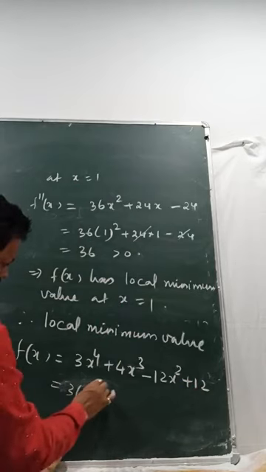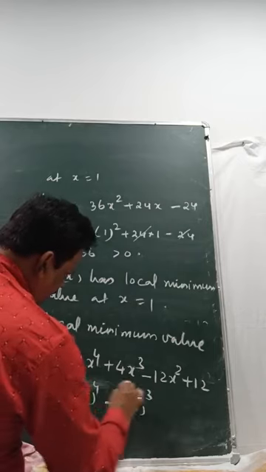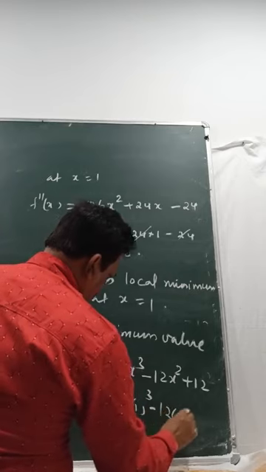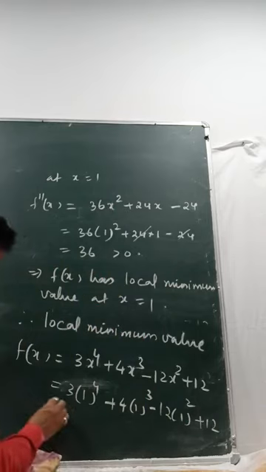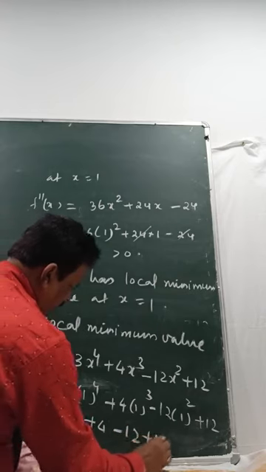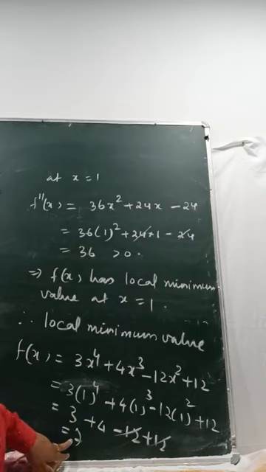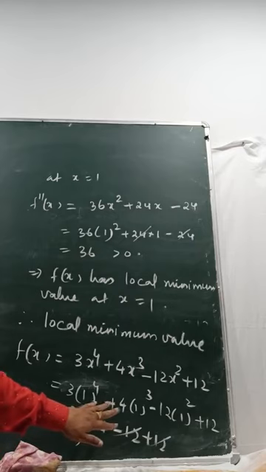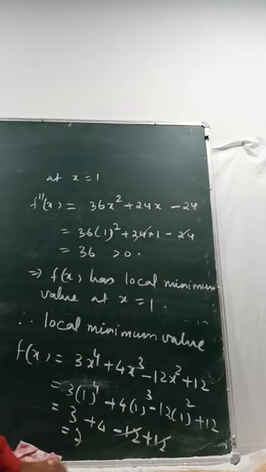3 into 1 to the power 4, 4 into 1 to the power 3, minus 12 into 1 to the power 2 plus 12. That is 3 plus 4 minus 12 plus 12. This gets cancelled. So that is 7. So the second minimum value is 7 and the first minimum value is, I think, minus 20. Okay. Now let us see.